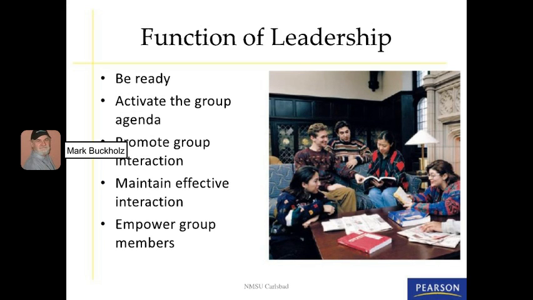A leader must be ready to activate the group agenda, promote group interaction, maintain effective interaction, and empower group members.